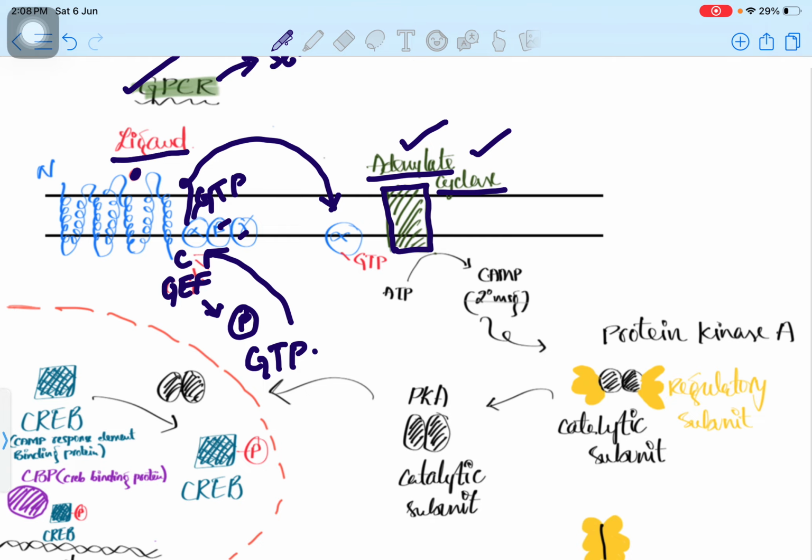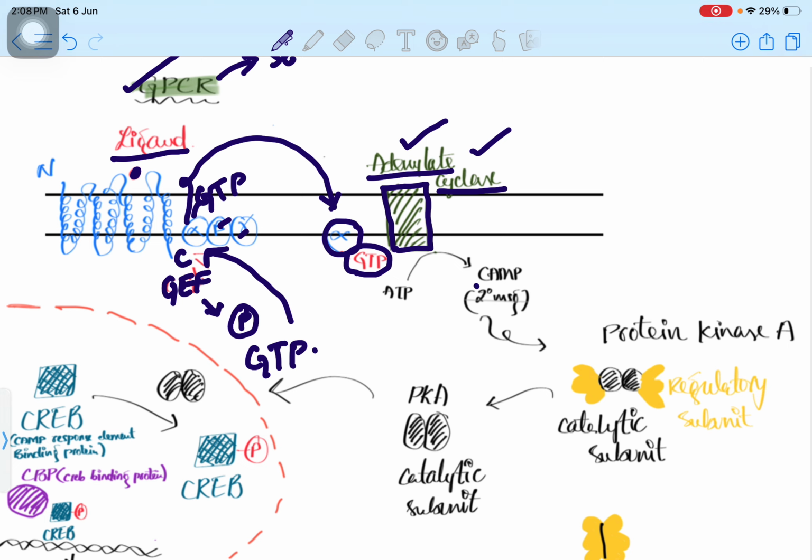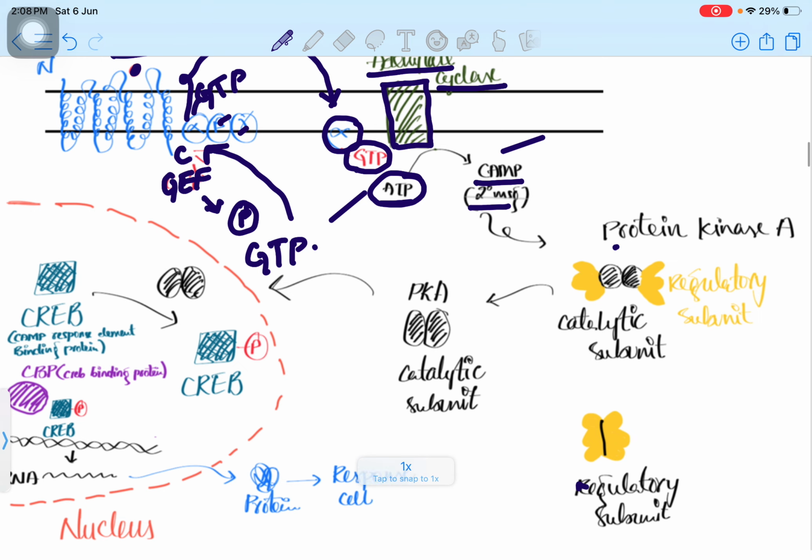Here, the adenylate cyclase will get activated with the help of the alpha subunit, because the alpha subunit is activated with the help of GTP. So adenylate cyclase will form cAMP with the help of ATP. We know very well the cell has lots of ATP energy molecules. Using ATP, it will start forming cAMP. We know very well cAMP is our secondary messenger here. cAMP, IP3, calcium, cGMP, they are all our secondary messengers.